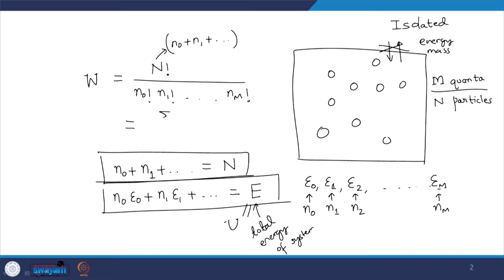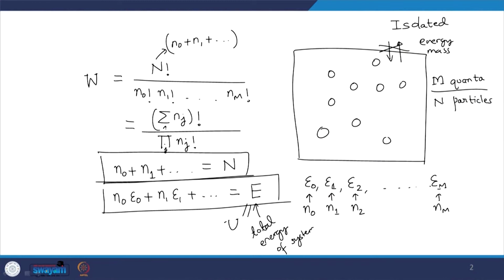So, in the expression for W, we will simply write the sum over the n naught, n1 and so on. We can write this in the shortcut notation then as sum over nj's factorial, and then there is a product over nj factorials. Keep in mind that this pi symbol is for products over the nj values, in this case n naught factorial multiplied with n1 factorial and so on, and both these things are going from j equal to 0 to m.